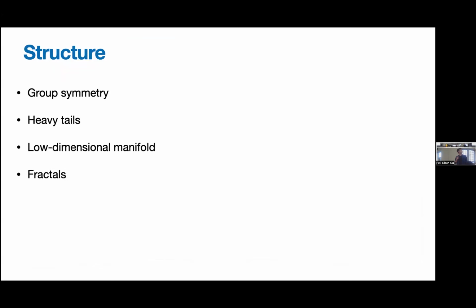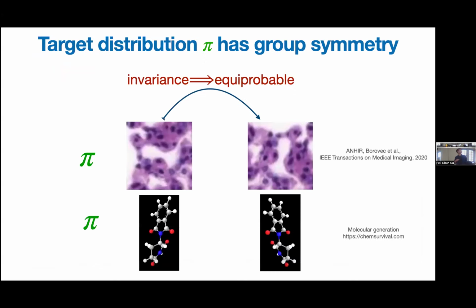For the structures we will mention today, we will include group symmetry, heavy tails, low dimensional manifolds, or even fractals. For the first part of the talk, I will consider in particular group symmetry. Symmetry is ubiquitous. For example, in medical image data, the diagnosis result of the rotated copies should be the same, and in this sense all the images should be invariant in probability density with their rotated copies.